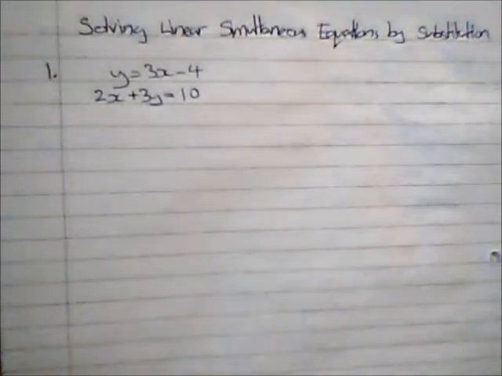In this video we're going to look at how to solve linear simultaneous equations by the method of substitution. So the aim with this method is to rearrange one of the two equations that we've got in order to make one of the letters the subject of the formula. So in this first example we already have the first equation where y is the subject. So that's going to be our substitution.